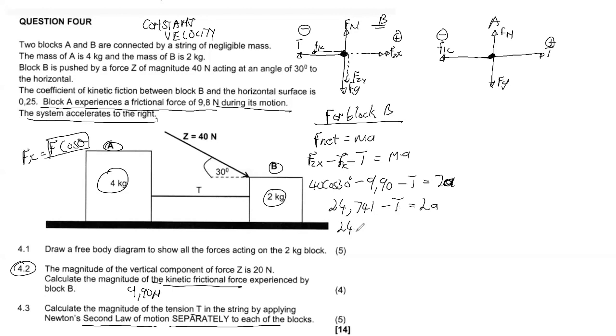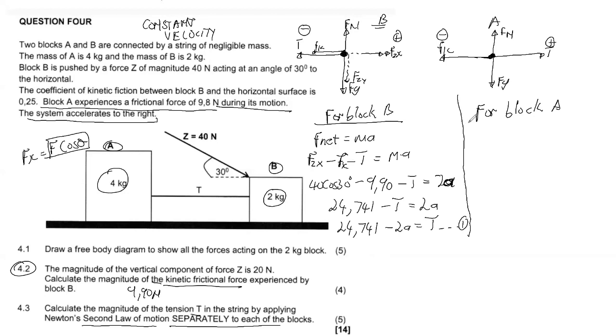So I can just go 24.741 minus 2A, then take the negative T over to this side. That would be positive T. Now, let me call this equation number 1. Right. Then now, I want to calculate for block A.